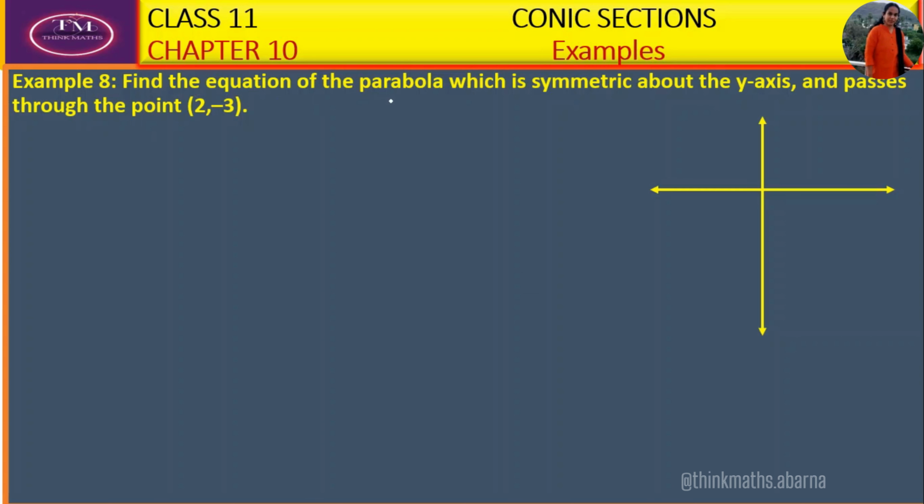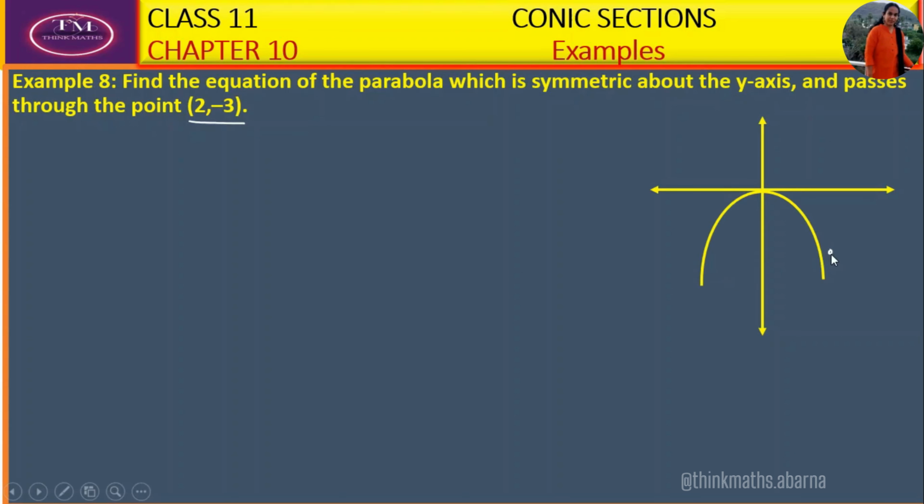Find the equation of the parabola which is symmetrical about y-axis and passes through the point 2 comma minus 3. So this parabola is symmetrical about y-axis. So it will be above the x-axis or below the x-axis. But it passes through 2 comma minus 3. So 2 comma minus 3 means x is equal to 2 and y is equal to minus 3. So this point will lie in the fourth quadrant. That means the parabola will be in this negative side of y-axis.